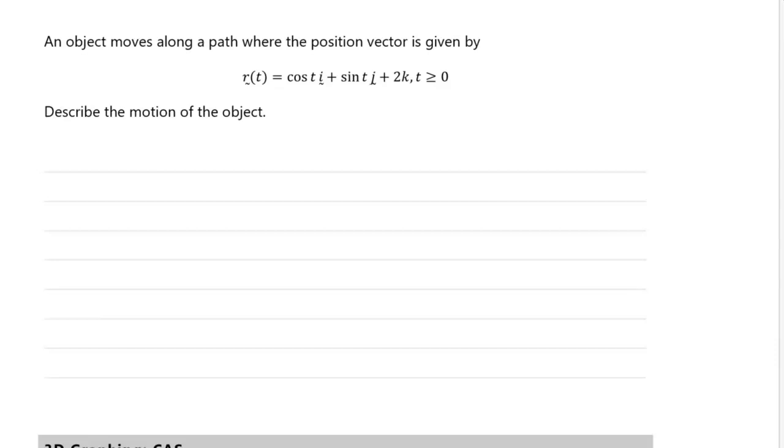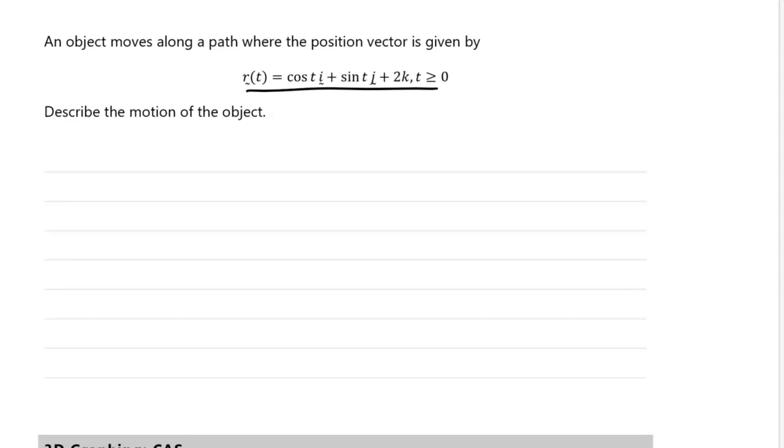Okay, we have a nice one here. We've got an object that moves along a path where the position vector is given by this. And we want to describe the motion of the object. So have a little think. You might want to substitute in some values of t, or have a little look more closely at what the x, y, and z values are doing. Pause if you need to.